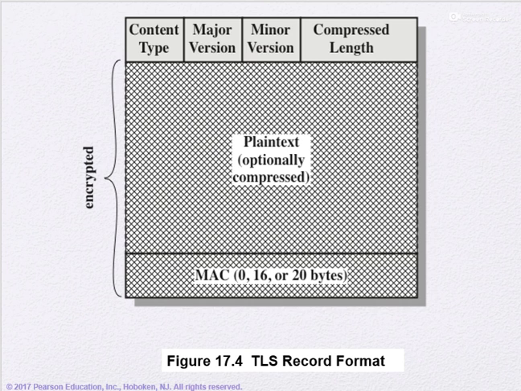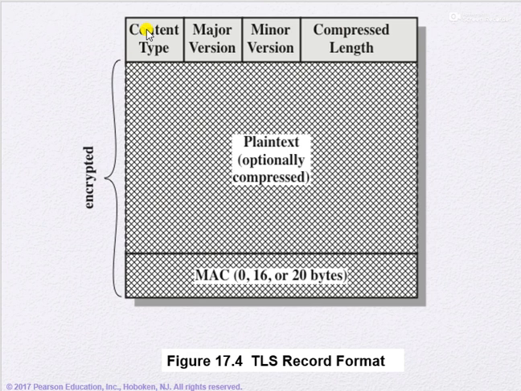Compressed length, the length in bytes of the plain text fragment or compressed fragment if compression is used. If compression is not used, then here it is normally the length of the fragment, but if compression is used, then after compression it is the length of the compressed fragment. And the maximum value that you can add over here is 2 raised to the power 14 plus 2048.